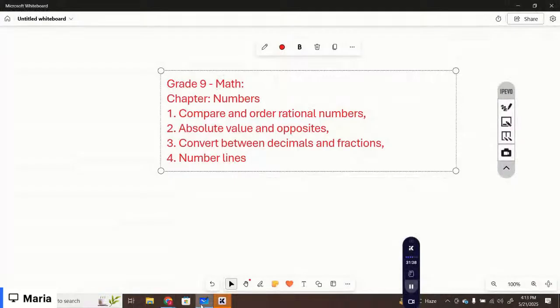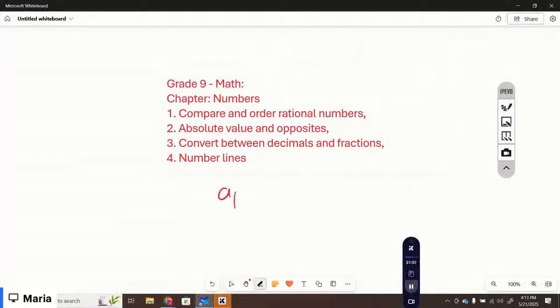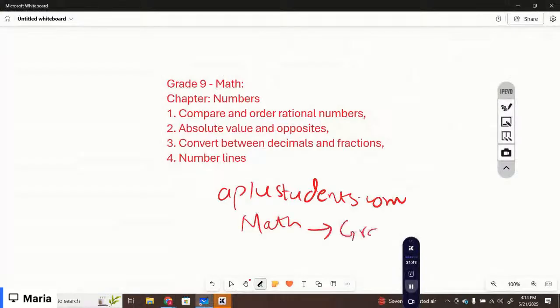You can find all the best lessons on the students.com. You have to log in there using your email address and password provided by the administrator. Then you have to select math from the subject tab, scroll down to grade 9 math, and then click on view all lessons.